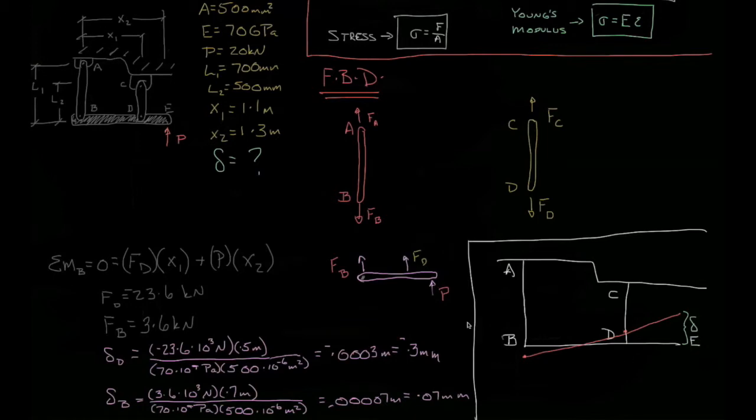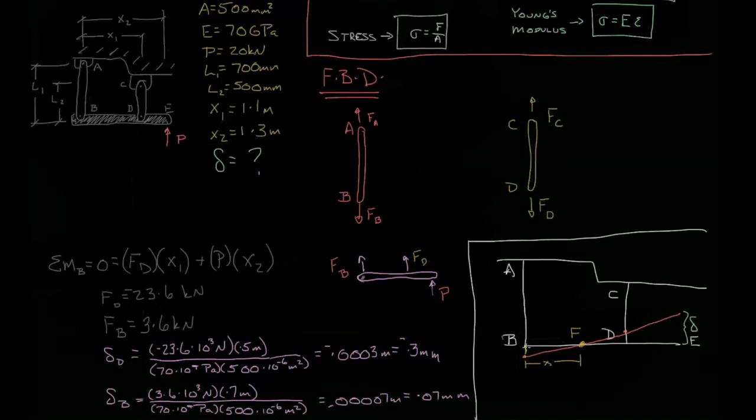Obviously, the question we're looking for is what's going on here. What's delta? Now let's define another point. This point right here, we'll call it F, and this is the point about which the rigid bar rotates. Now if we can define where that point F is, and we'll say that it's X units away from B, we can then figure out what delta is.